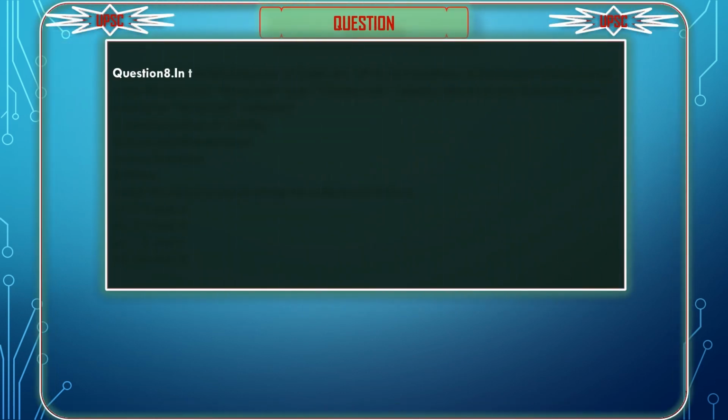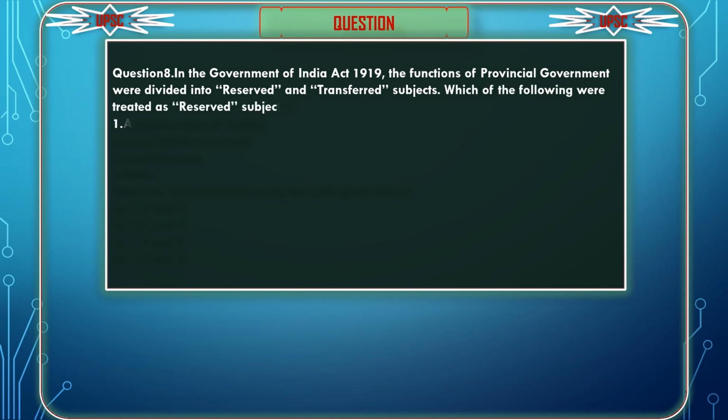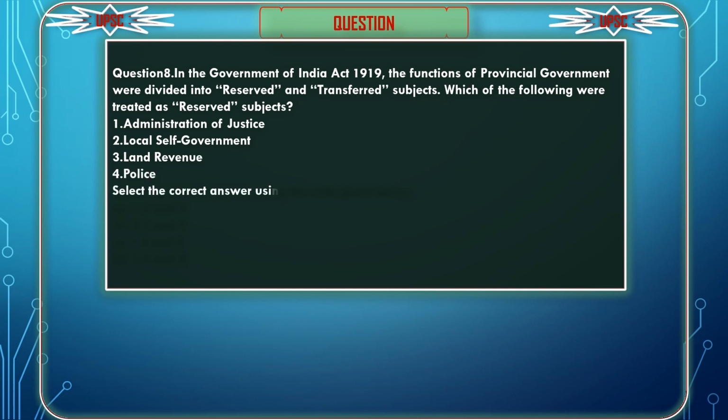Question 8. In the Government of India Act 1919, the functions of provincial government were divided into reserved and transferred subjects. Which of the following were treated as reserved subjects? 1. Administration of justice. 2. Local self-government. 3. Land revenue. 4. Police. Select the correct answer using the code given below. A. 1, 2, and 3. B. 2.